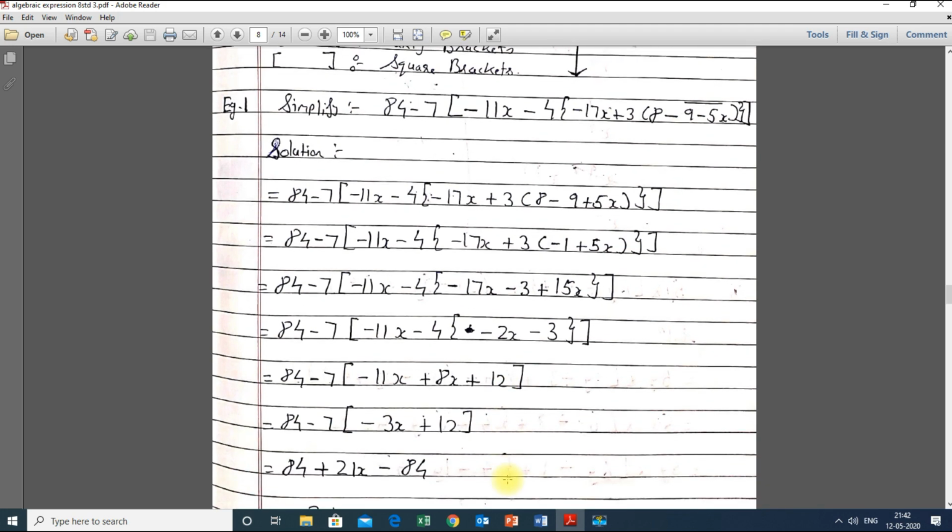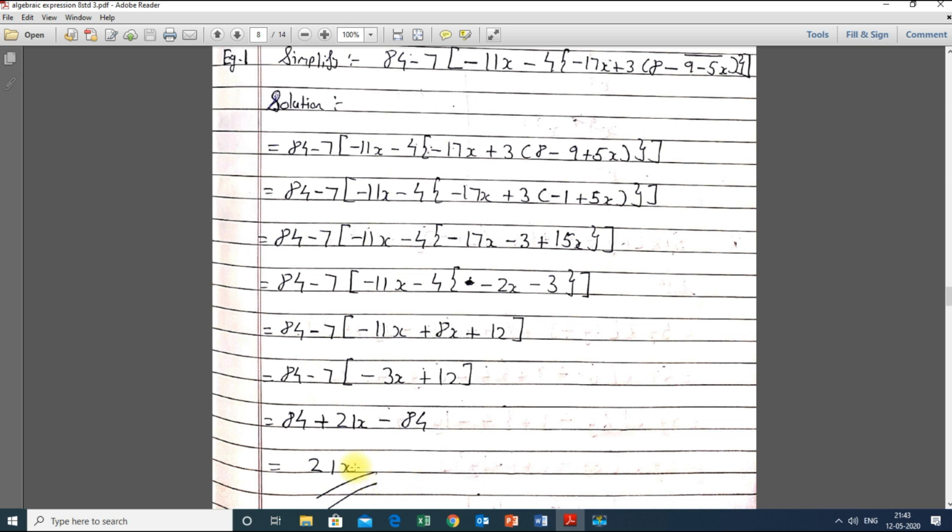Now I will solve the square bracket over here. Minus 11x plus 8x is minus 3x, and this plus 12 will come as it is over here. And again 7 is in multiplication, so 7 into minus 3x is plus 21x, because minus is there over here. Don't forget about this minus sign over here, and over here. Shouldn't make a mistake in that. Keep this in mind. So minus 7 into minus 3x is plus 21x, minus 7 into 12 is 84. So minus 84. Now solve again. 84 minus 84 is 0, and plus 21x is my final answer.